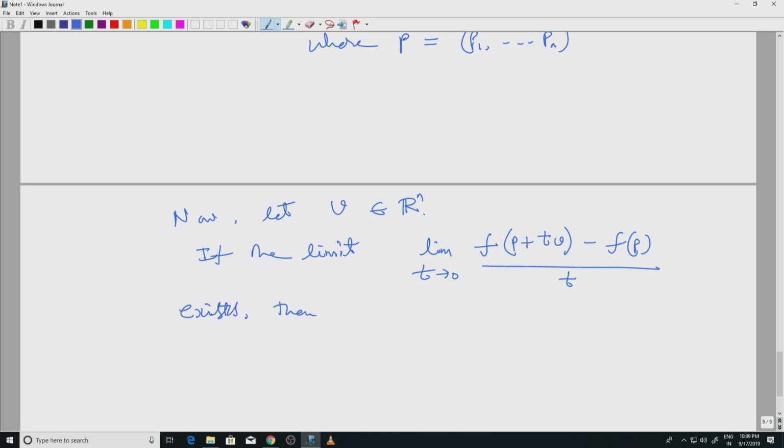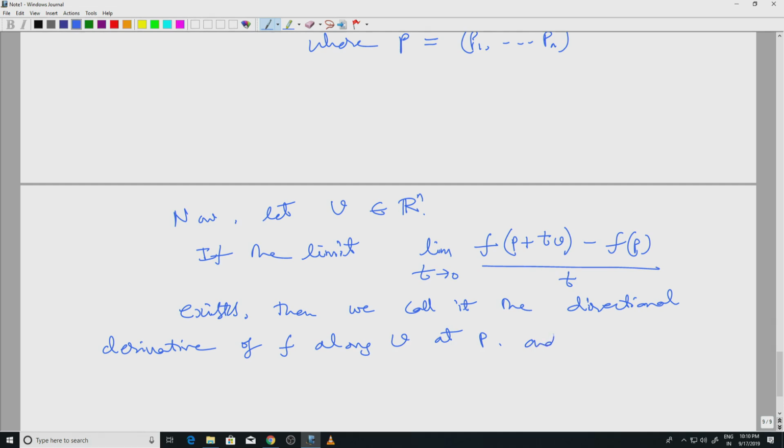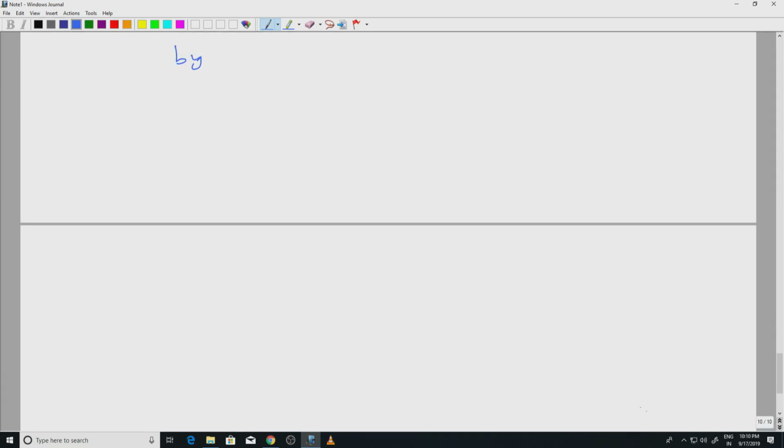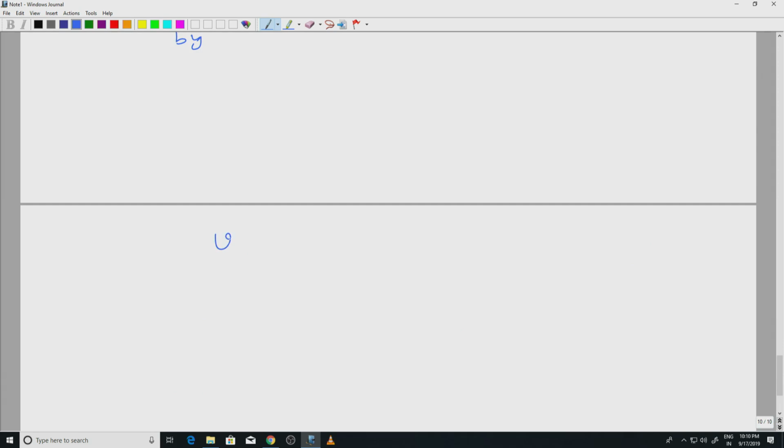then we call it the directional derivative of f along v at p, and denote it by v of f.